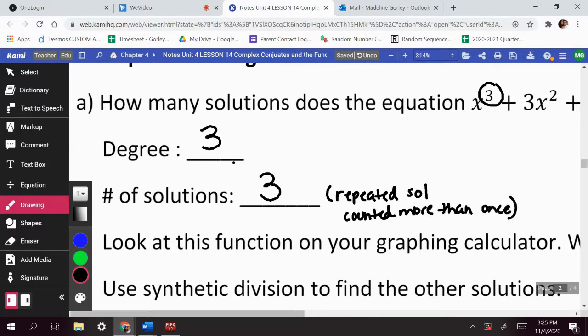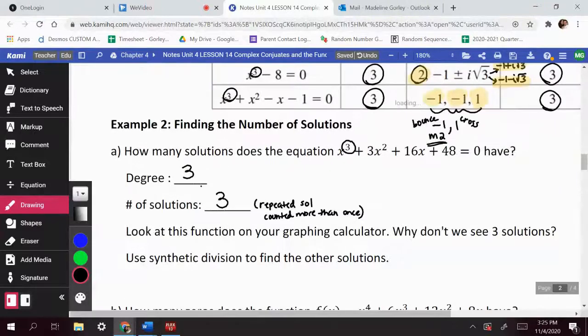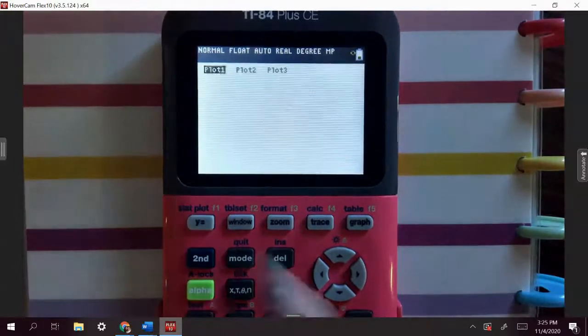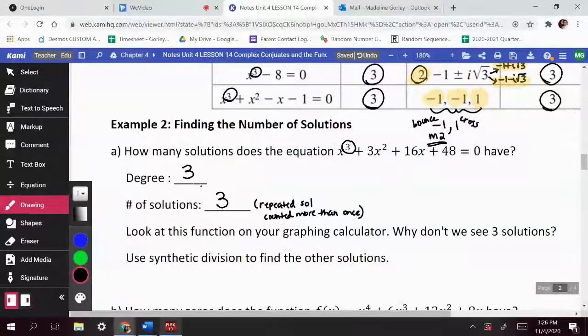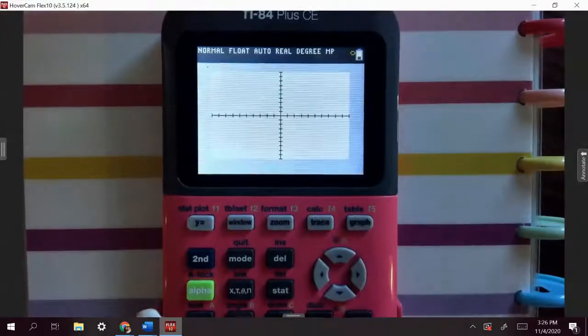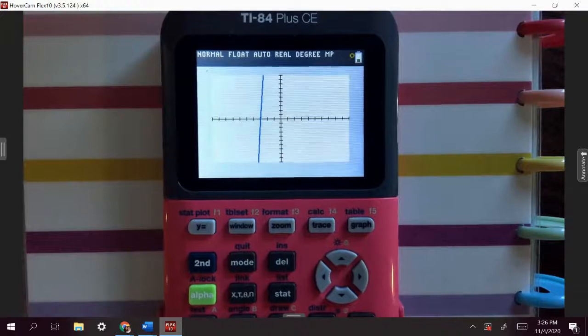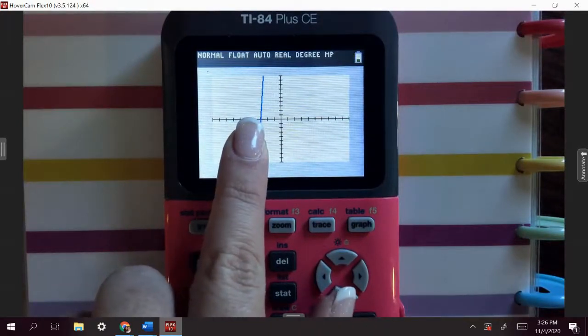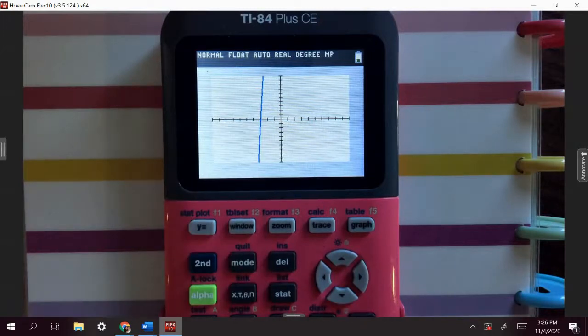Okay, so let's go ahead and graph this function on our calculator and see what it looks like. So in my calculator, I'm going to go to y equals, clear out what I have, and let's type in that function. We have x cubed plus 3x squared plus 16x plus 48. Looks like this. If I graph it, we see a 0 at -3. And that's really it. So that's kind of weird.